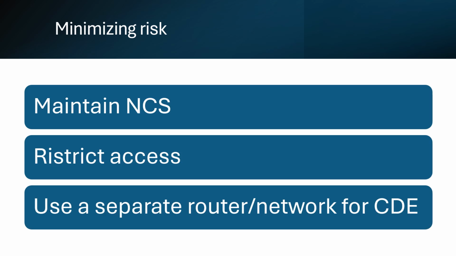And this is a quick summary on how to minimize risk. So maintain NCS standards to PCI DSS and restrict access. And make sure you use a separate router for all network and CDE transactions.